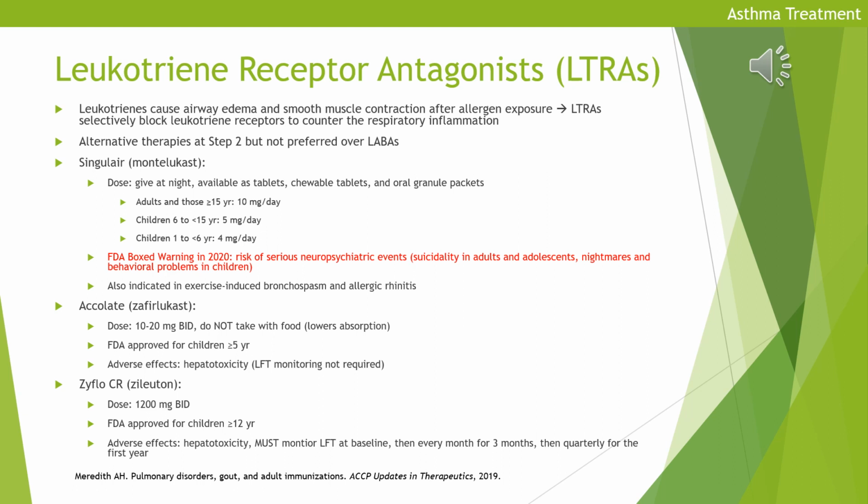The most common one is Singulair or Montelukast. This is given as a one-time oral tablet or even as chewable or oral granule packets. Once a day, usually given at night. It's important to note that earlier in 2020, the FDA added a box warning for the risk of serious neuropsychiatric events, including suicidality in adults and adolescents and nightmares and behavioral problems in children.